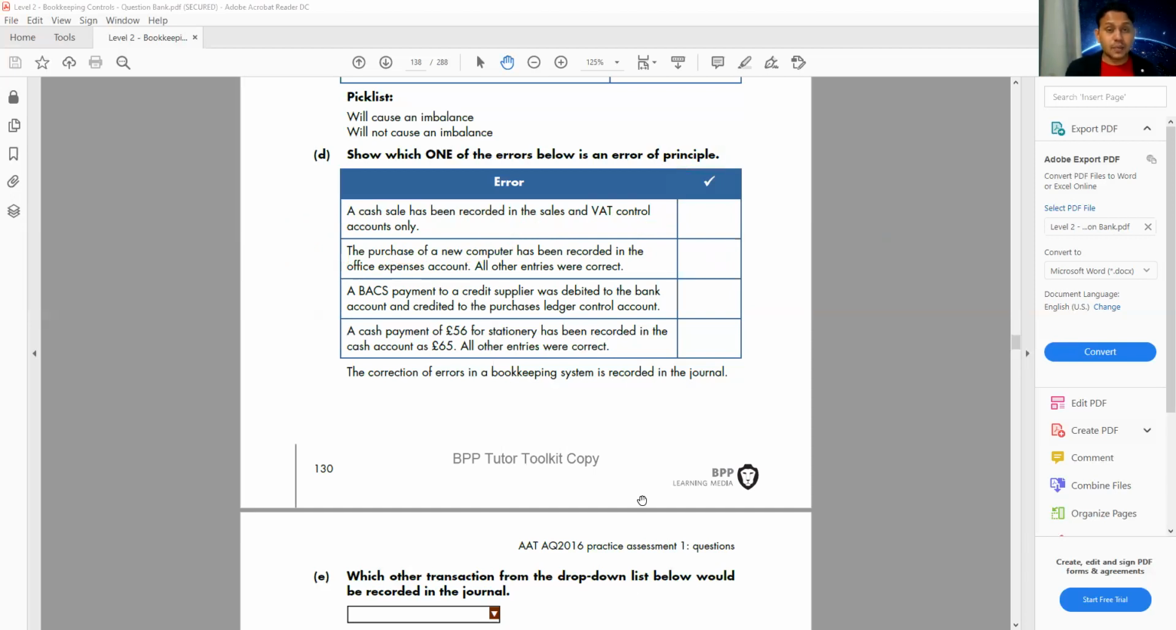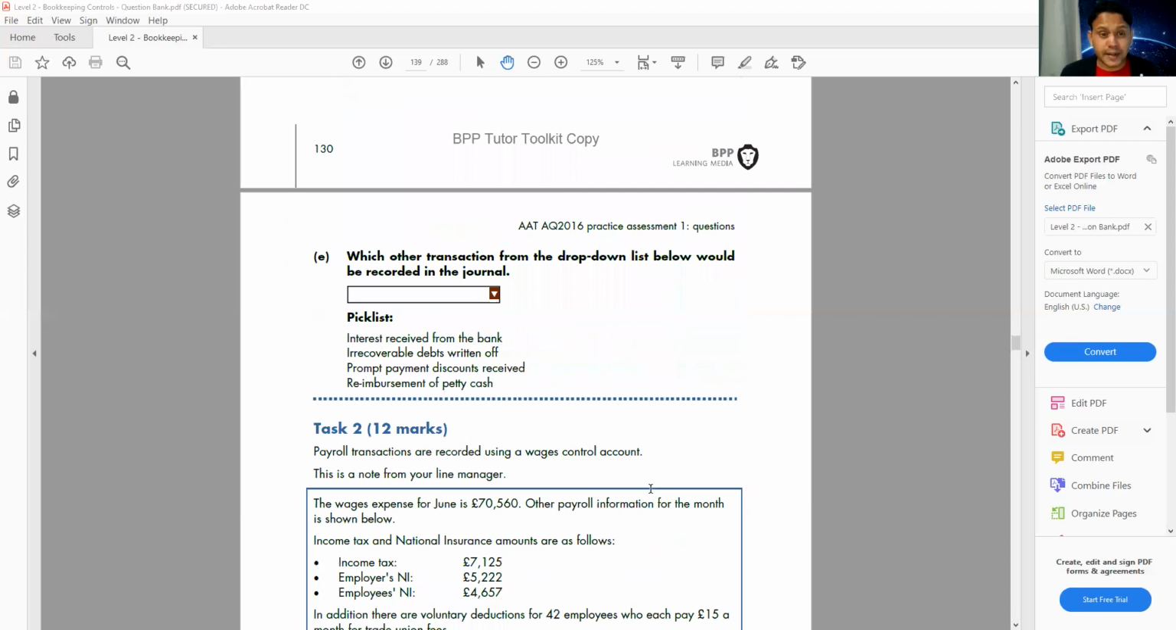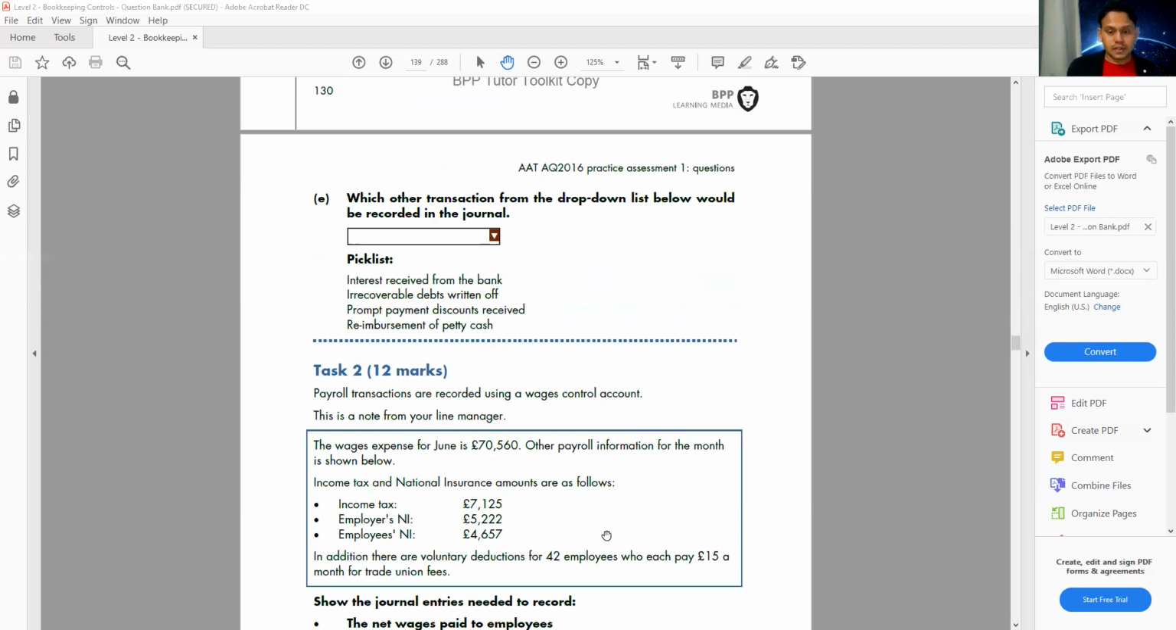Next one, you can see one question has a lot of breakdown. We are doing number E now. So one task has A, B, C, D, and E, and total five tasks, like 5 breakdown of the task gives you total 12 marks. Okay, let's read this question. Number E. Here it is saying which other transaction from the drop-down list below would be recorded in journal.